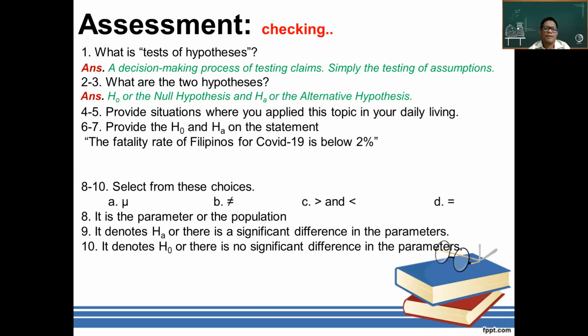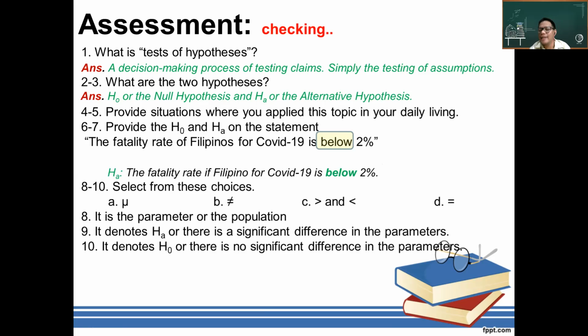For 6 to 7, provide the null hypothesis and the alternative on the statement: the fatality rate of Filipinos for COVID-19 is below 2%. Who will give the alternative? The word is below. So when you say below, is it alternative or null? Correct, it is alternative. The fatality rate is below 2%, so just copy it. It is already the alternative hypothesis.